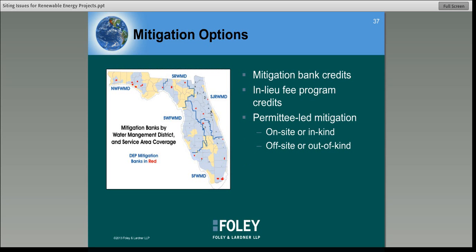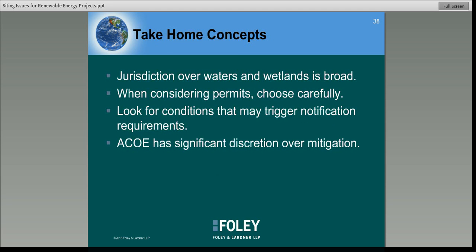So what does that all really mean? Basically, there are a couple of strategies for pursuing mitigation, and in order of preference by the agency, the first is mitigation bank credits. On the slide here, you see a picture that shows some of the mitigation banks in Florida, and obviously that would be a payment into another entity that's operating those mitigation banks. Secondly, in-lieu fee program credits, which again is a payment into an entity, government or otherwise, that's operating some kind of mitigation. And then the lesser preferences are for permittee-led mitigation, with a stronger view taken of on-site or in-kind mitigation and a lesser view taken of off-site or out-of-kind mitigation.